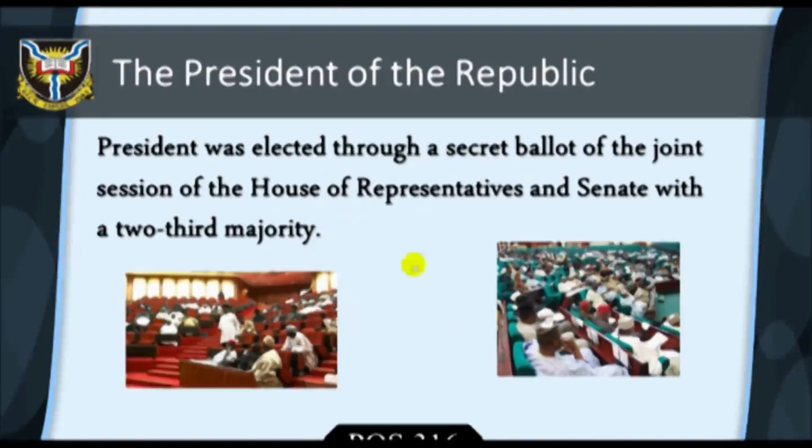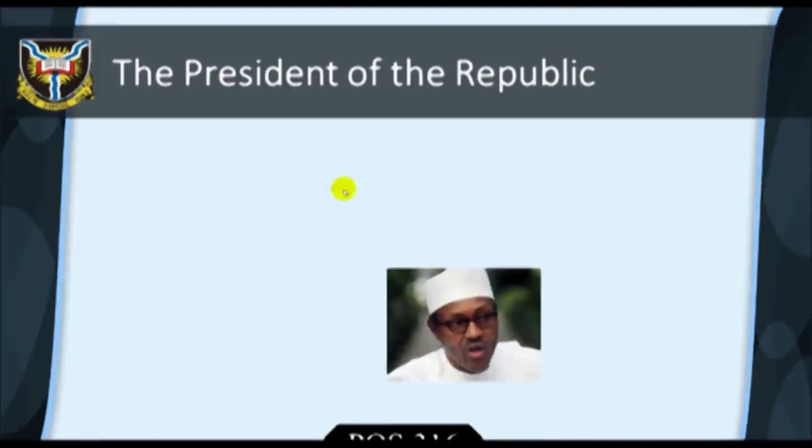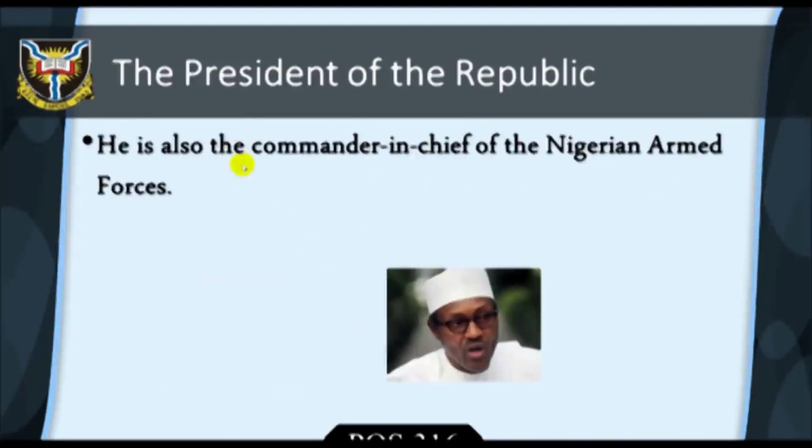The President was elected through a secret ballot of the joint session of the House of Representatives and Senate with a 2/3 majority. If only one candidate, he must win absolute majority, and if 2 candidates, that is 2/3 majority, was required. The Constitution did not provide room for a candidate to be declared unopposed. The election of the president was by means of the secret ballot of all the members of the federal parliament, that is, House of Senate and House of Representatives.